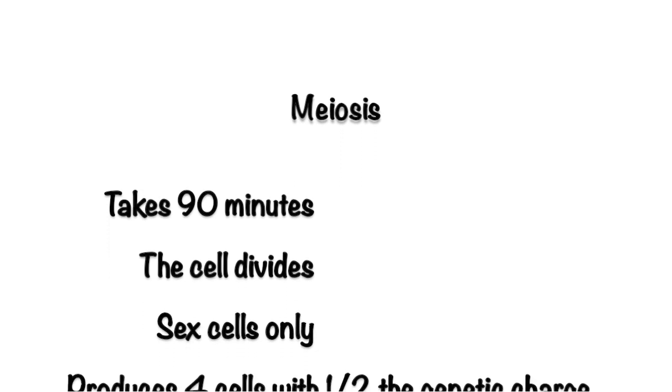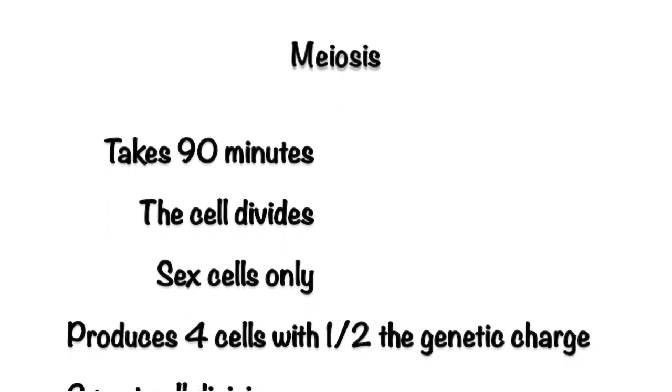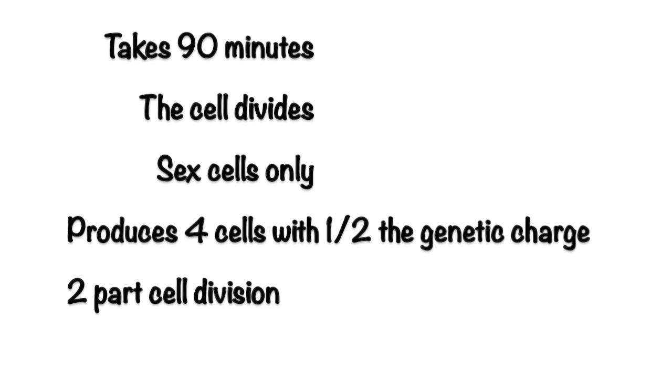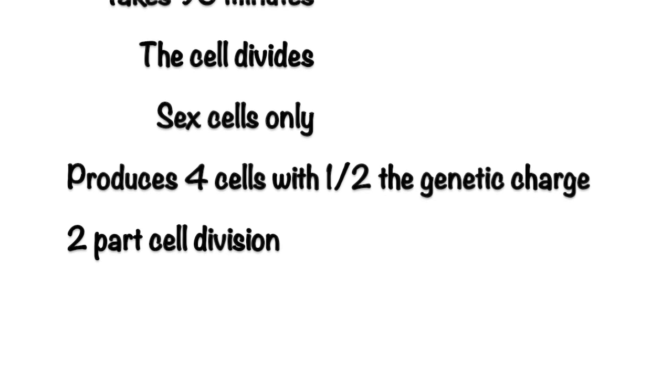Meiosis is the other way to divide cells. It takes 90 minutes and it is for sex cells only. It is a 2-part cell division and it produces 4 cells with 1/2 the genetic charge. We need 1/2 the genetic charge only so that the sex cell can combine with the genetic charge of the mate, and this way the baby can have a full charge with half of the mother and half of the father.